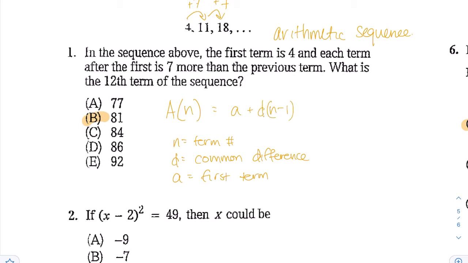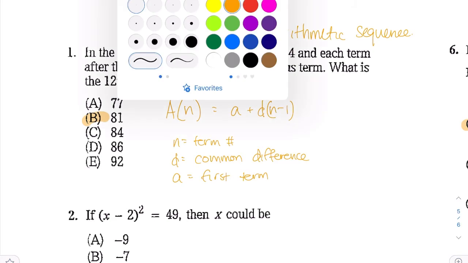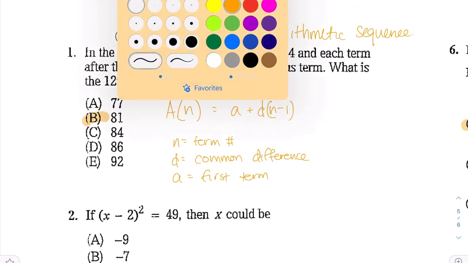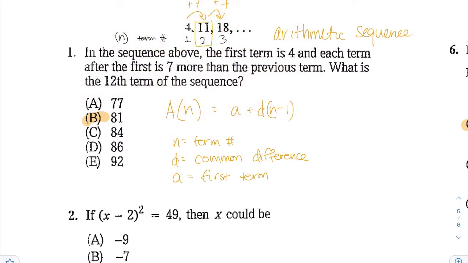And you have to subtract 1 from n, the term number, because to get to the second term, you only add 7, the common difference, 1 time, right here. To get to the third term, you have to add 7 2 times. So you have to subtract 1 because you start out with the first term.